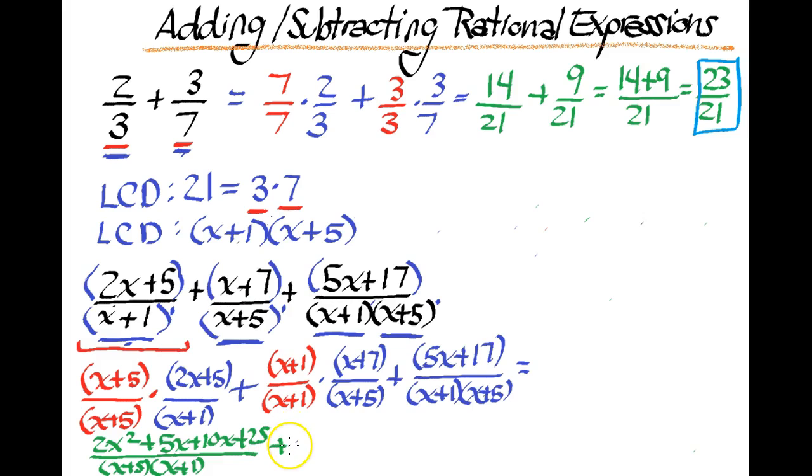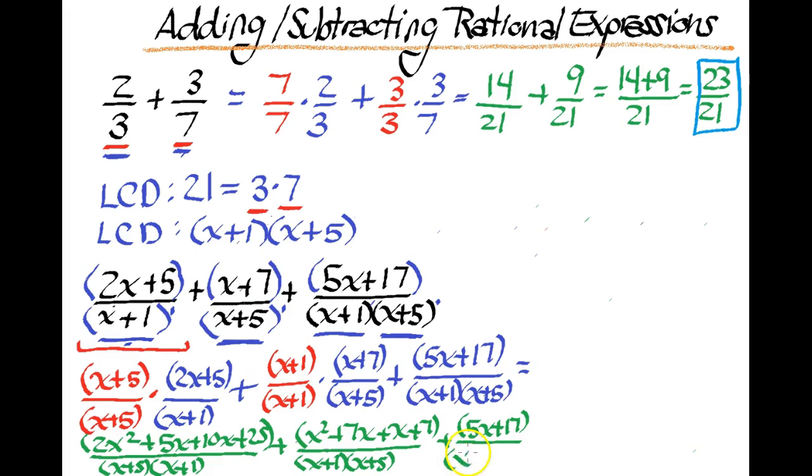My second polynomial, let's go ahead and multiply that out. We have, and I should put parentheses around because I have more than one term, x squared plus 7x plus x plus 7 over the LCD, x plus 1, x plus 5. And then my last term is already done over my LCD. So now I have addition between these.